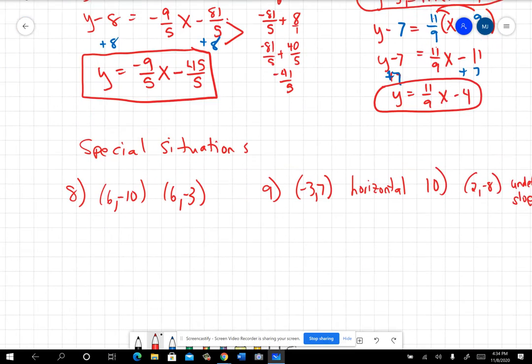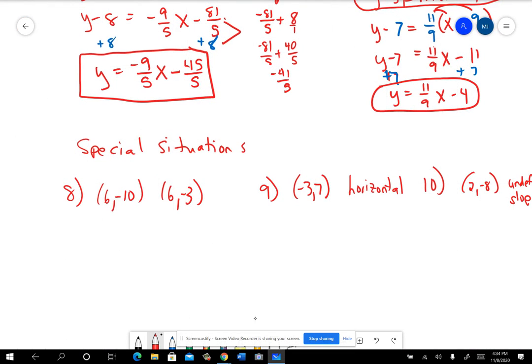Well, we could use that idea, it seems like, right? So that's what we might be thinking. So we'll go and we'll find the slope. So we're going to subtract our y coordinates and then subtract our x coordinates. We're going to make sure the y's are on top. And it was -10 minus -3, so that really becomes -7. And then 6 minus 6 is 0. So we wound up with an undefined slope.